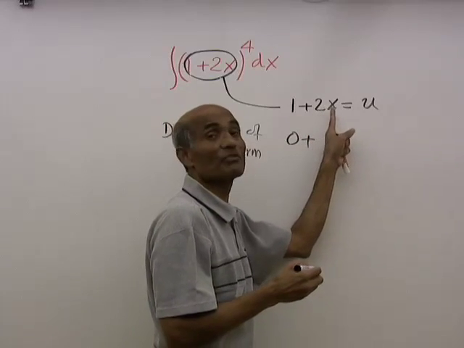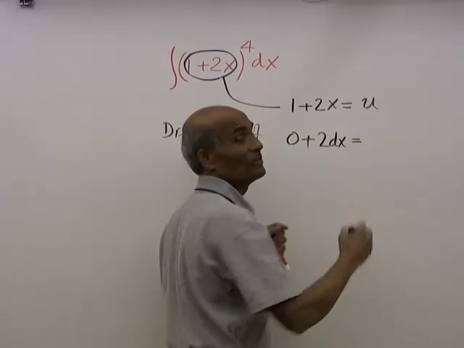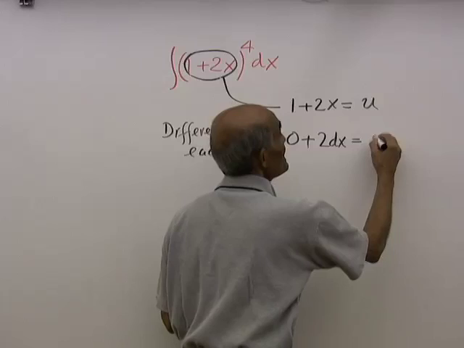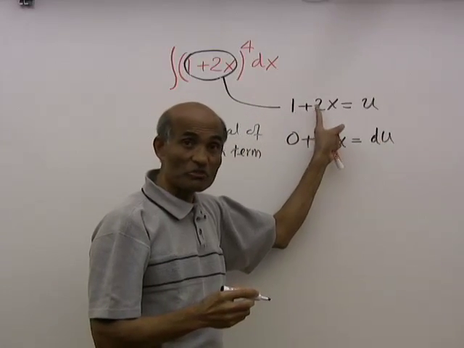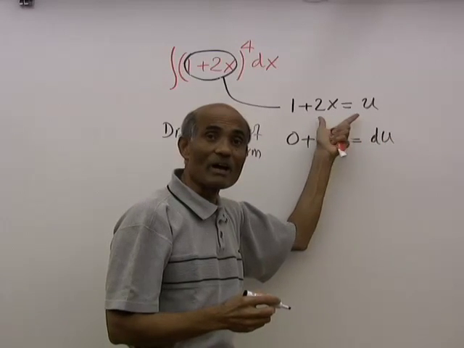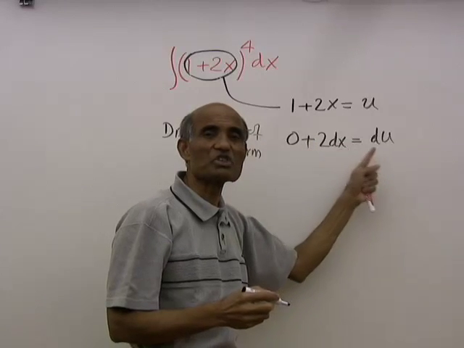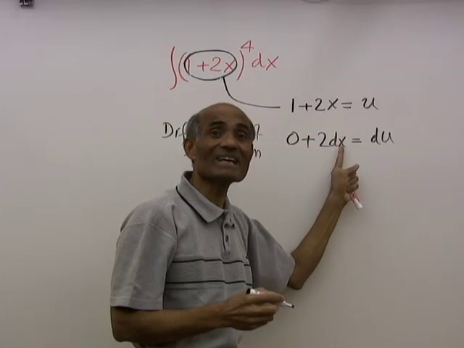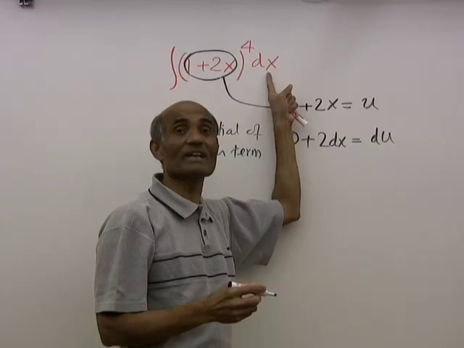The differential of 2x is 2 dx equal to, what is the differential of u? The differential of u is du. Now look at that. We used the substitution. This is the substitution we did. We found the differential of each term, and that is going to give us a relation between dx and du, which will help us to replace this dx.